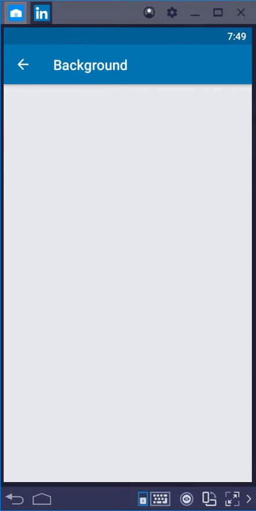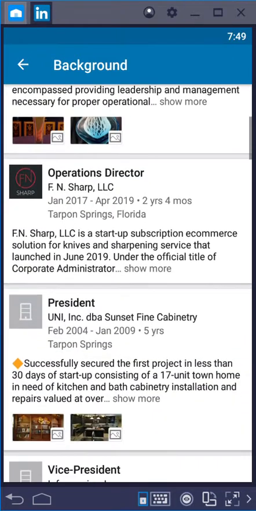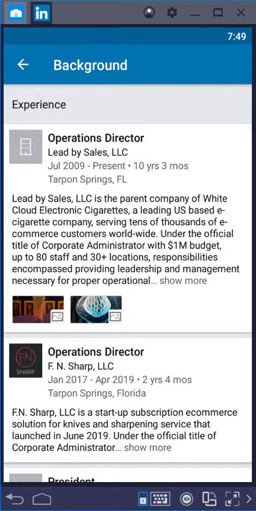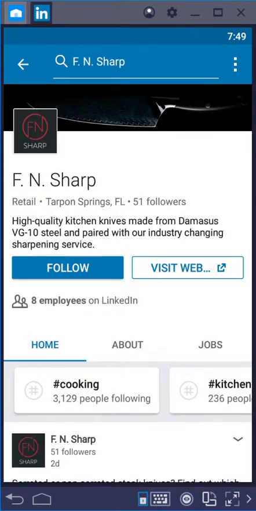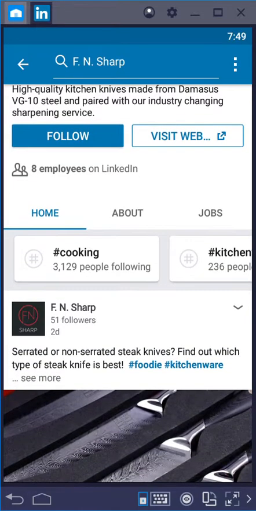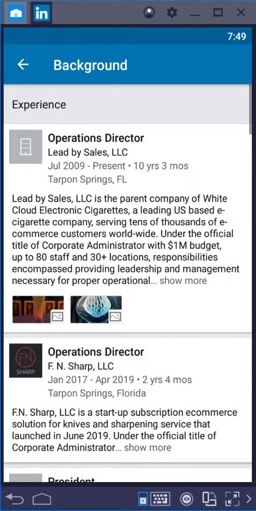Now, before I move on, though, this is a huge one. "Lead Sales LLC is a parent company with 80 people, blah, blah, blah." Yep. "FC Sharp LLC is a da-da-da-da." You've just told me what I can get by clicking on or tapping on the company name, or at least I should be able to get it, okay? "High quality kitchen knives, blah, blah, blah." I can read more about it. I can see the about. I can get a whole bunch of stuff. I don't want to know about that. I want to know about you.